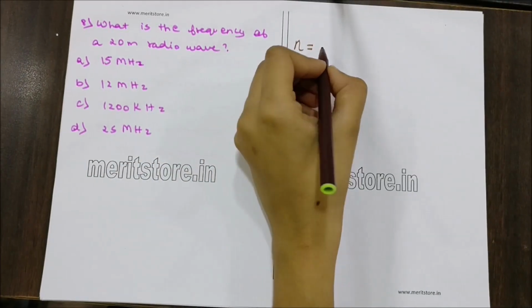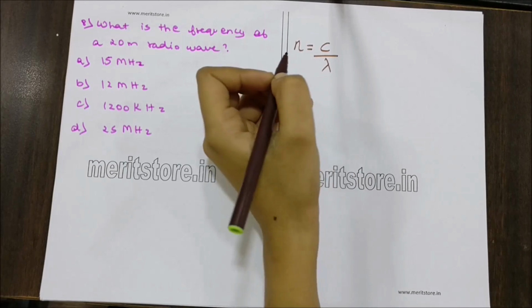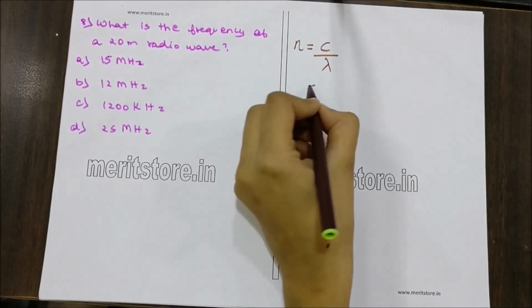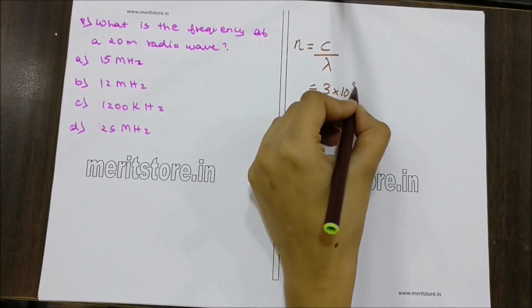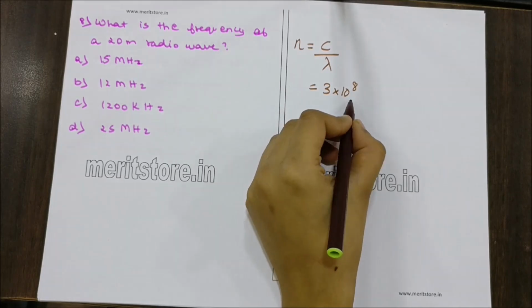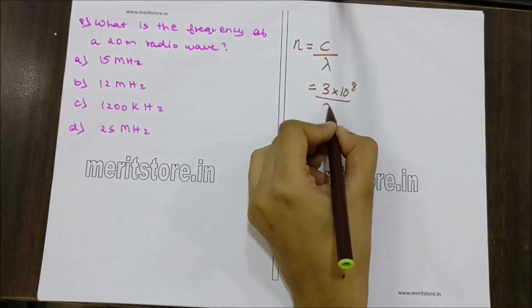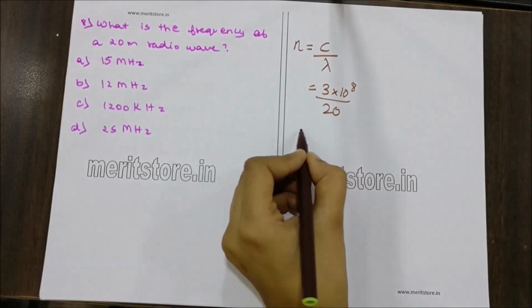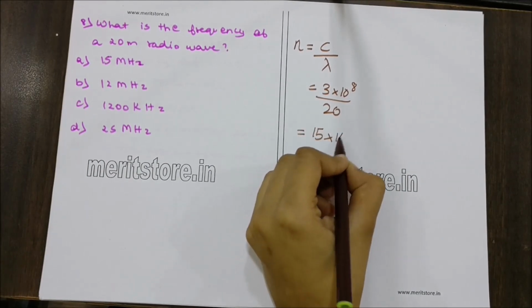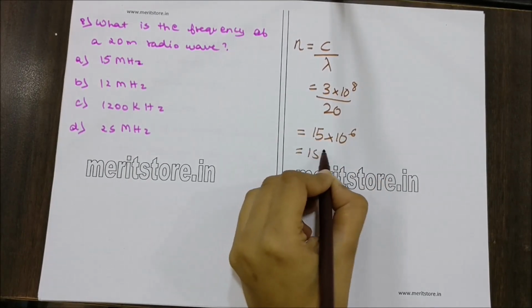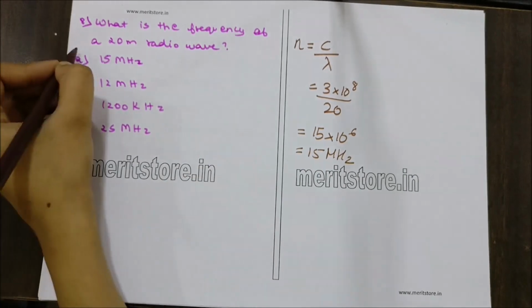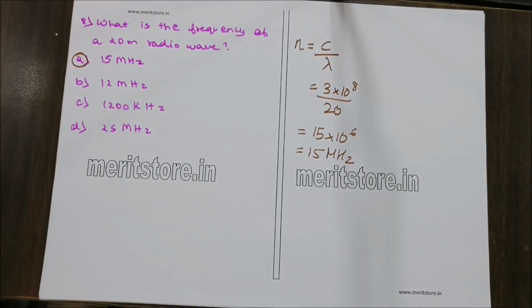The formula of n is given to us as c by lambda. We already know the value of c is 3 into 10 raised to 8, upon lambda, which is given to us as 20. So when we solve this, we get 15 into 10 raised to 6, that is 15 megahertz. Option A is the correct answer.